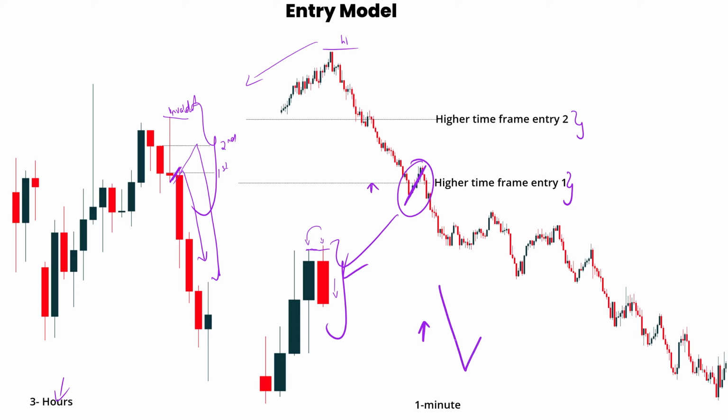This is your line here. Before you can make an entry, make sure that price has traded above the previous high. You have to have at least a high somewhere around here, or price should make a high and then trade above it, and then this is where you can make your entries and then trade lower.